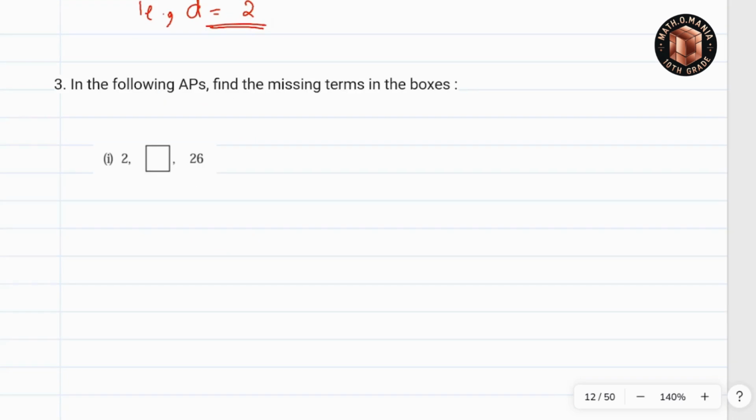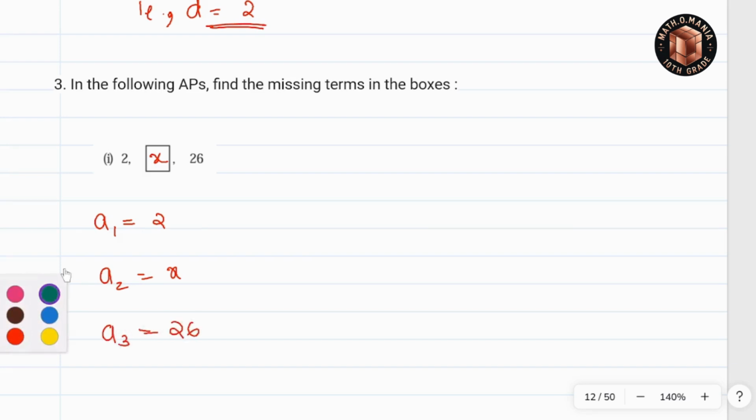Now let's do question number 3. In the following AP, find the missing term. Here we have to find the missing term. The missing term is the second term, let me write it here as x. Here what all things are given? A1 equals 2, A2 equals x, A3 equals 26. One more way we can write this is: A1 equals A, A2 equals A plus D, A3 equals A plus 2D.